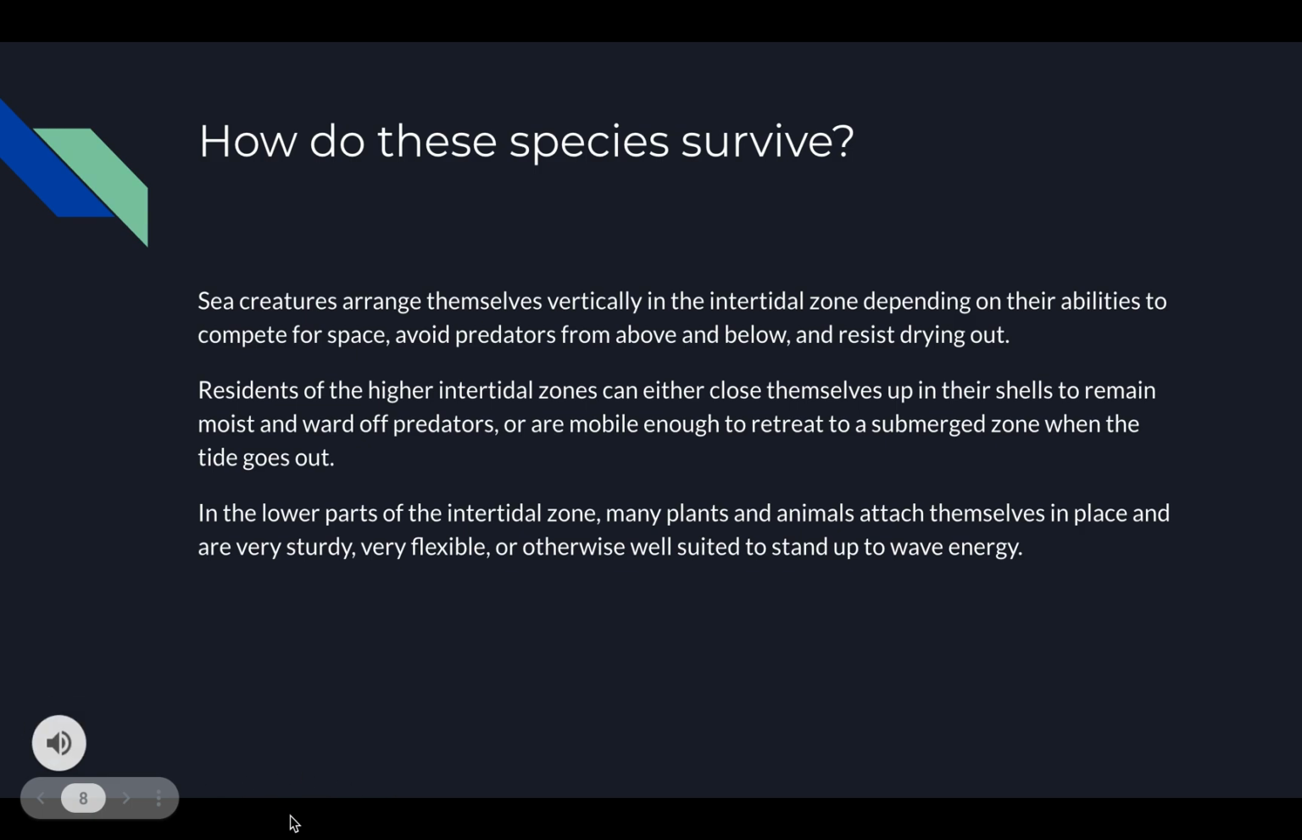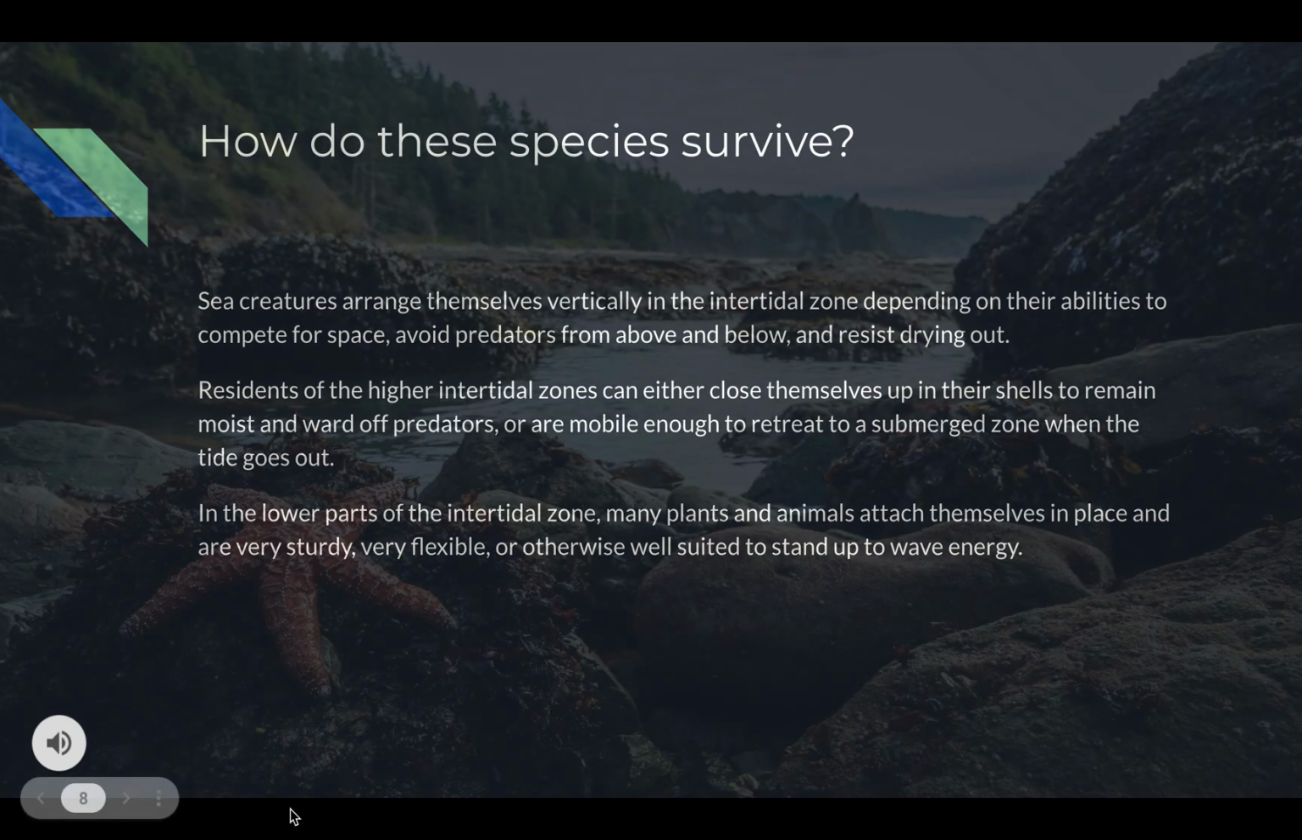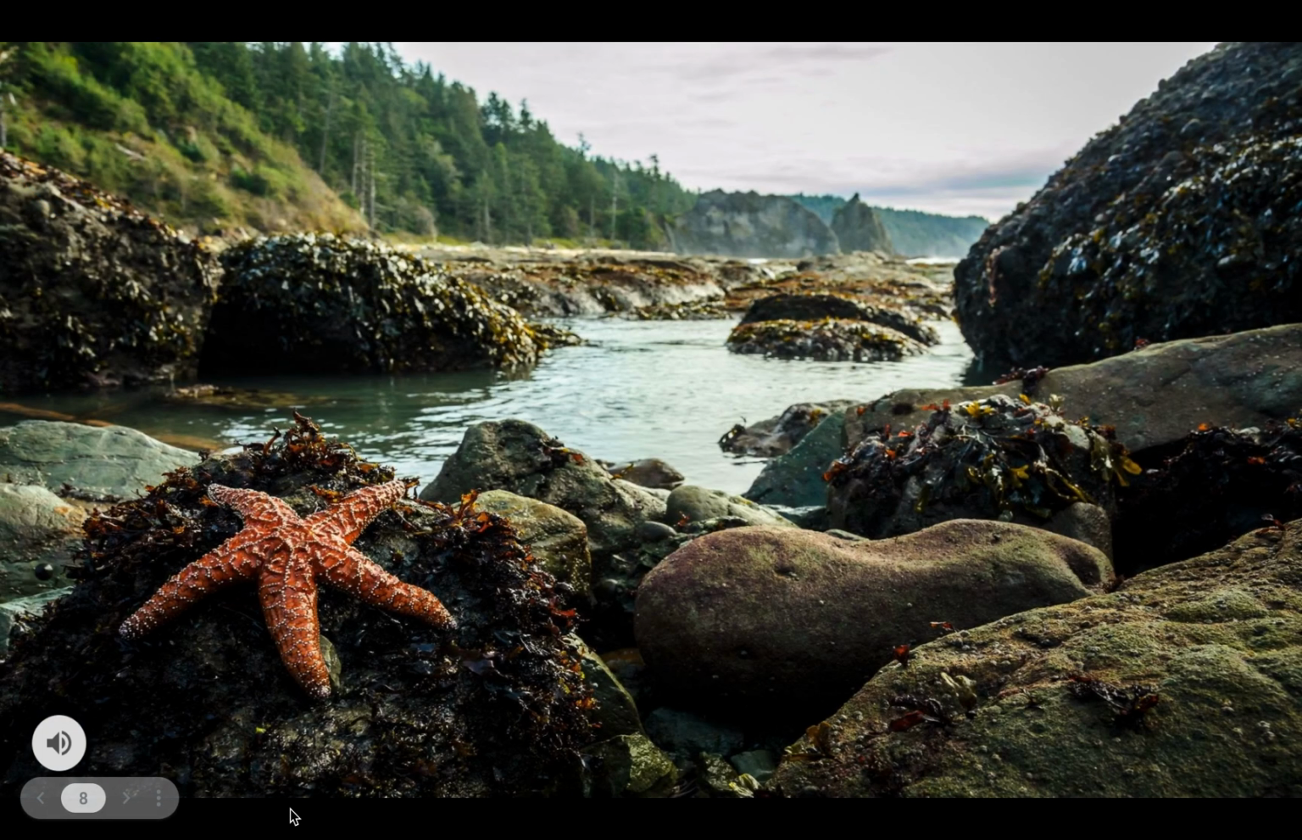How can creatures survive in this biome? Sea creatures arrange themselves vertically in the intertidal zone depending on their abilities to compete for space, avoid predators from above and below, and resist drying out. Residents of the higher intertidal zone can either close themselves up in their shells to remain moist and ward off predators, or are mobile enough to retreat to a submerged zone when the tide goes out. In the lower parts of the intertidal zone, many plants and animals attach themselves in place or to rocks. They are very flexible or otherwise well suited to stand up to wave energy.